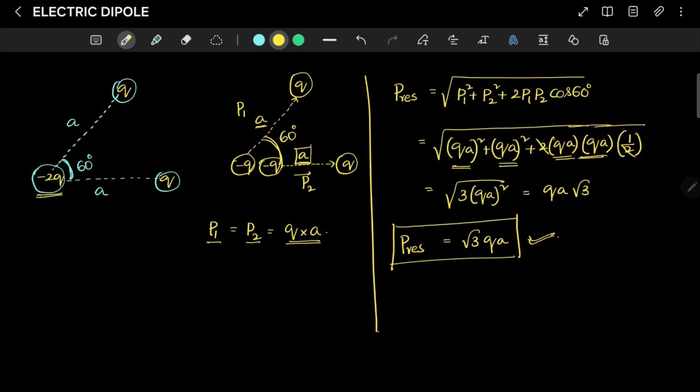In the next video, we will discuss the electric field due to this dipole. Hope you have understood this. You can stop here and there and go through that point once again, if I have gone a little bit fast.